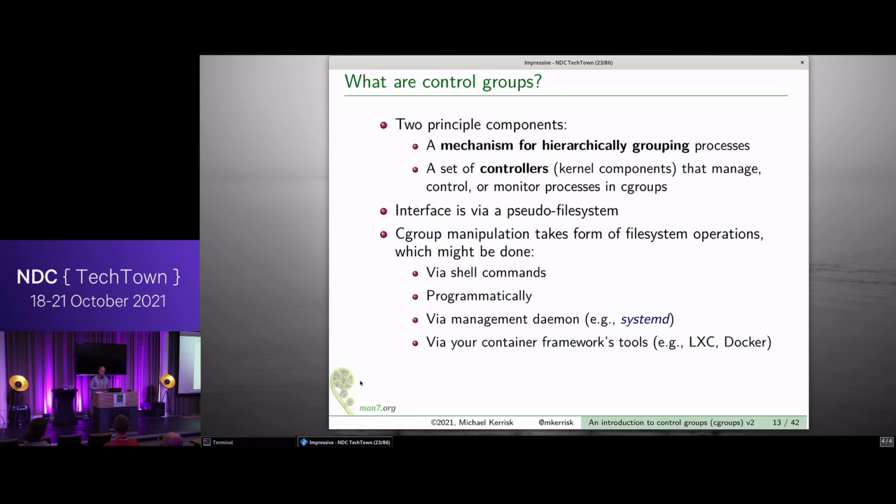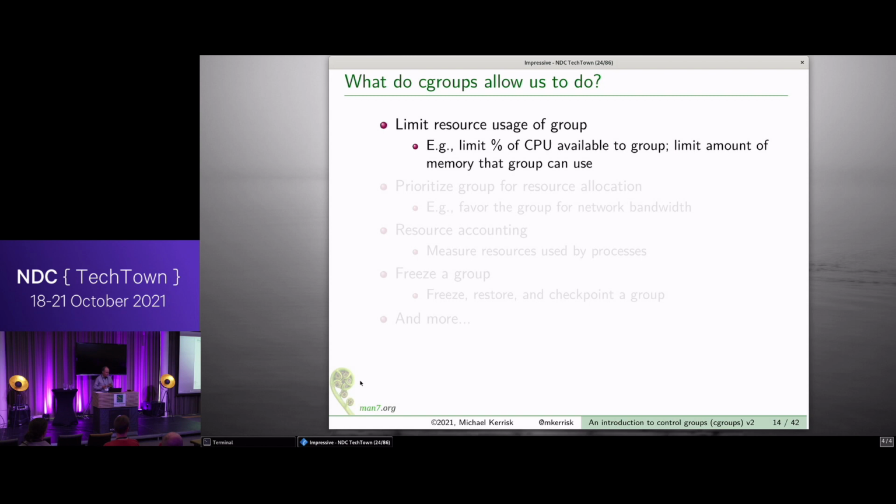What sort of things can you do? One possibility is limiting resource usage, to say that this group of processes only gets a certain percentage of one CPU, or this group of processes only gets a certain amount of memory, or a certain amount of network bandwidth. Conversely, you might turn things around and prioritize some group of processes so they get more of a resource. Perhaps they get favored for the network bandwidth, for their outgoing network traffic.